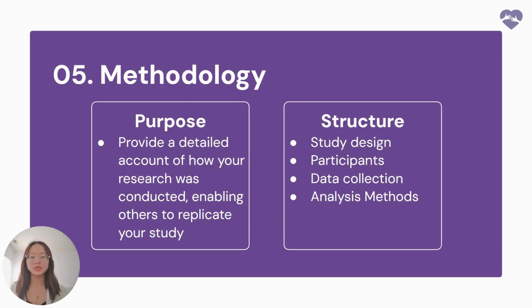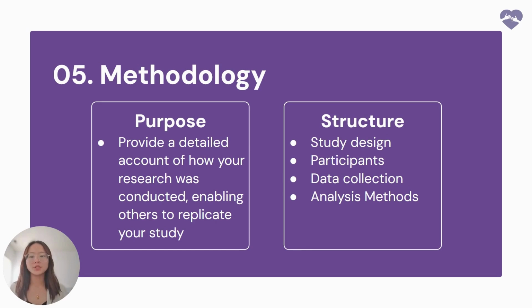First, describe your study design. This is where you explain the overall framework of your research, such as whether it was experimental, observational, or another type. For example, if your study tests the effects of a new teaching method, it will be experimental. If it observes classroom behavior without intervention, it's observational.